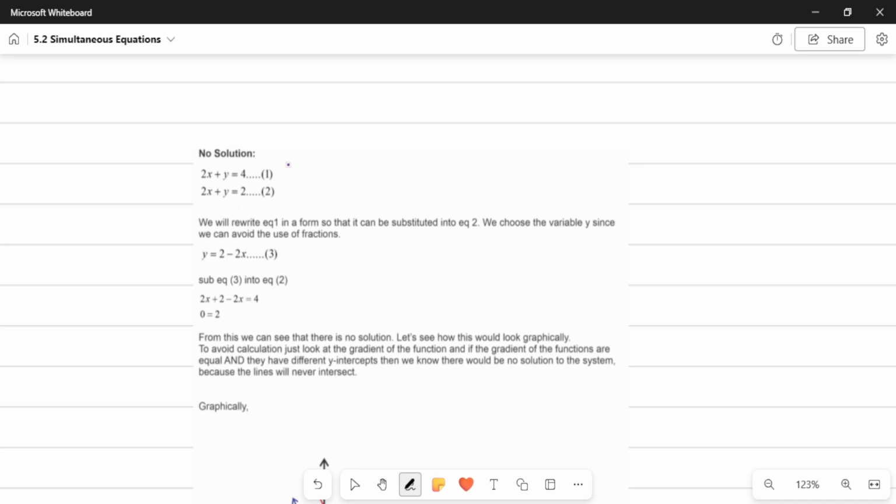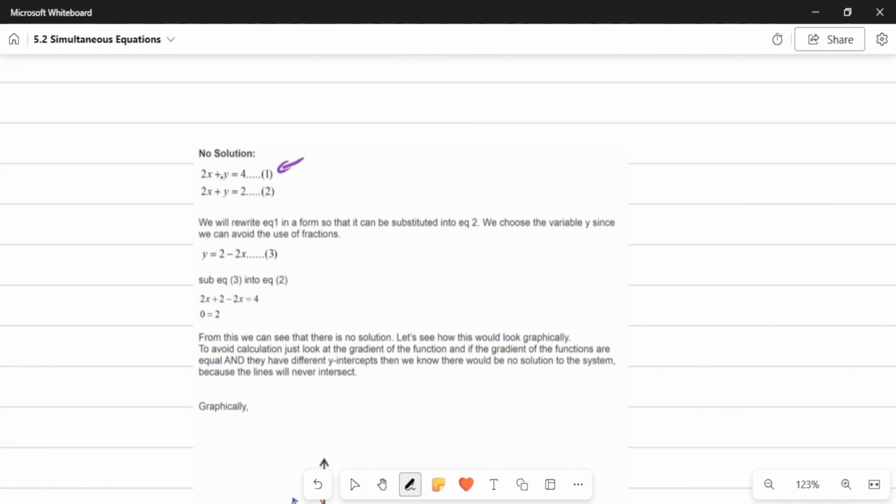I have to write either one of the equations with one of the variables being the subject of the formula. So let's say I take a variable from equation 1 and I make it the subject of the formula. Then I can substitute it into equation 2 so that I get an equation with a single variable, so we can use the linear equation techniques to solve, like the BODMAS and the additive inverse and the multiplicative inverse. So we will rewrite equation 1 in a form so that it can be substituted into equation 2. We choose variable y since it will avoid the use of fractions.